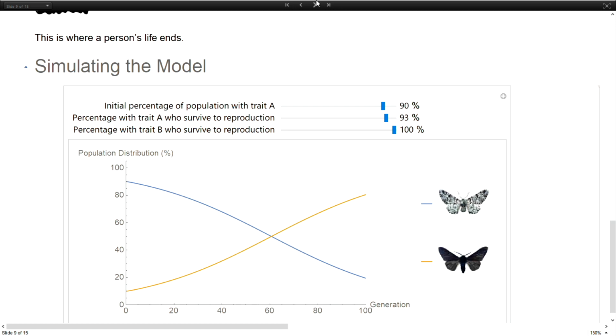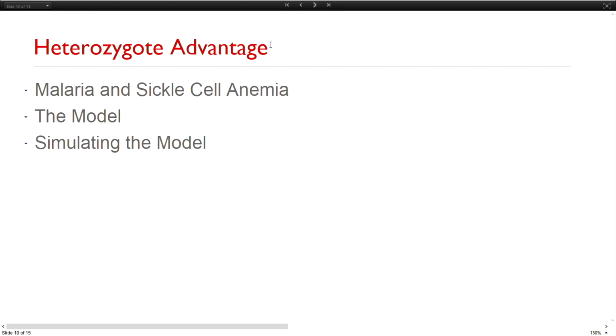And I think I have time for another example. And that is the case of malaria and sickle cell anemia. John showed the assignment sheet previously, and this is something that I've almost straight off lifted from one of the assignments that Anna has created. It aims to explain malaria and sickle cell anemia.